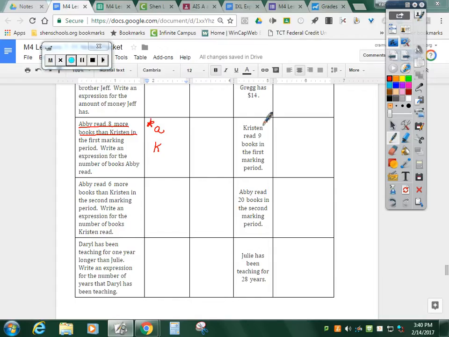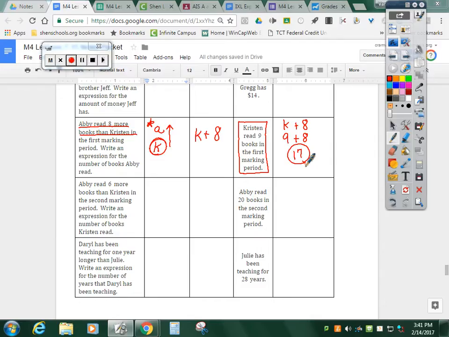Now, when I look at my given data, it gives me the number of books that Kristen read. So I'm going to use Kristen's data to figure out how many books Abby read. You're going from the lower book reader up to the higher. So you take Kristen's books and add 8, because Abby read 8 more books than Kristen. Then we'll substitute 9 in for K, and this tells us that Abby read a total of 17 books.